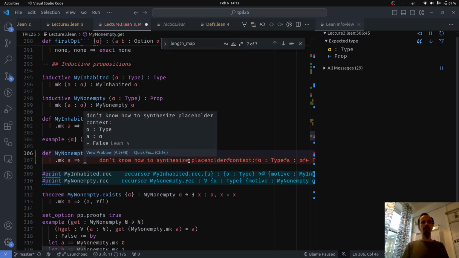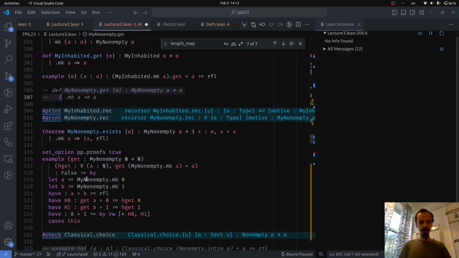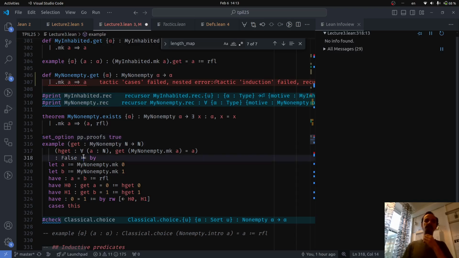So the difference between these is if the target type is false or true, or there exists an X such that whatever, or an or, all of those are propositions, and so it will work. But if it's a Nat, or a pair of Booleans, or a unit, or any of those things, those are all types, and so it doesn't work.